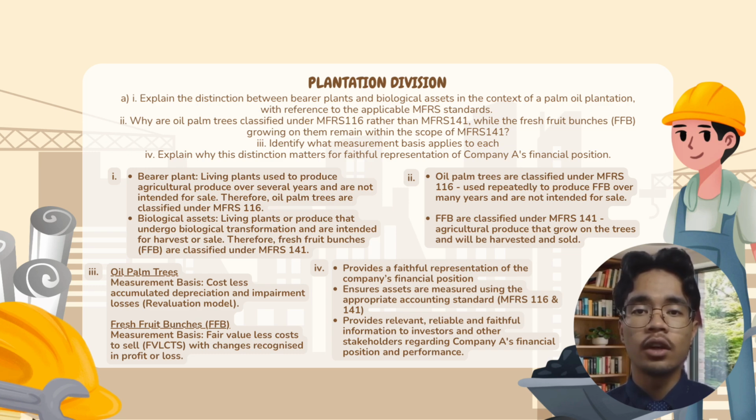The measurement basis for each is different. All palm trees are measured at cost less accumulated depreciation and impairment loss under MFRS 116. Meanwhile, FFB are measured at fair value less cost to sell, with changes in fair value recognized in profit or loss under MFRS 141. This distinction is important because it provides a faithful representation of the company's financial position. The oil palm trees are long-term productive assets, while the FFB represent the current agricultural output. Using the appropriate accounting treatment ensures that assets and profits are reported accurately and fairly to investors and other stakeholders.